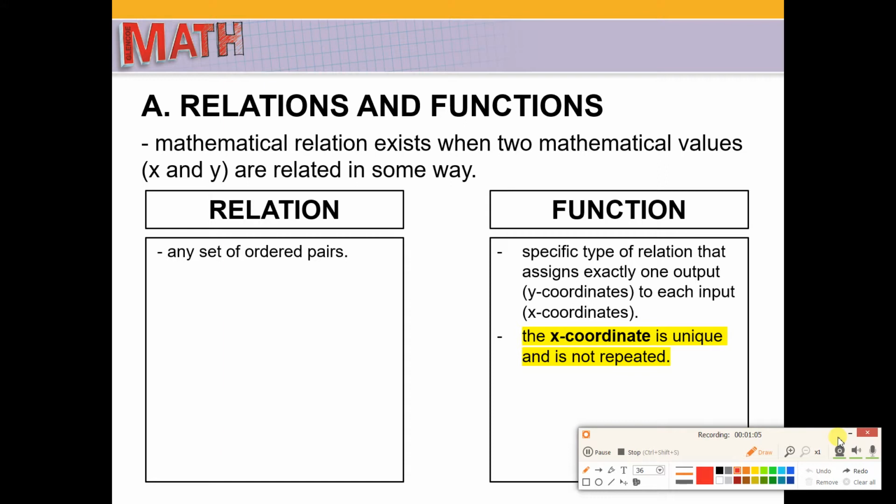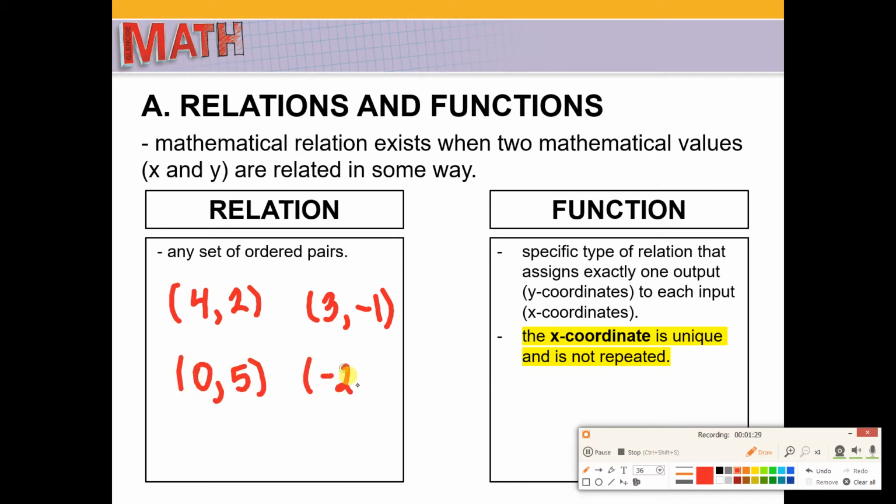What is an ordered pair? If you can remember from our previous lessons, ordered pairs are points that you plot on the graph. For example, (4, 2), (3, -1), (0, 5), or (-2, 8). These are ordered pairs. And if you can remember, ordered pairs are written in a specific way.